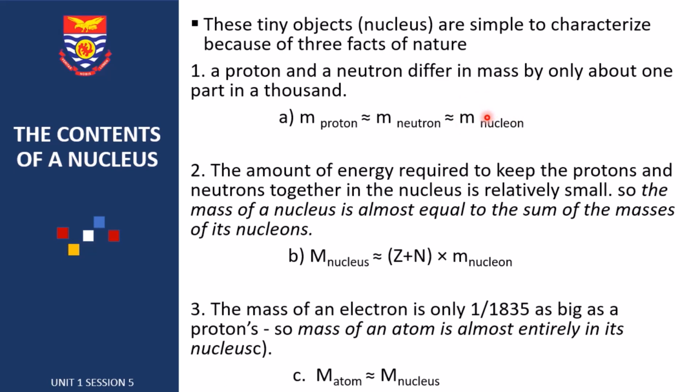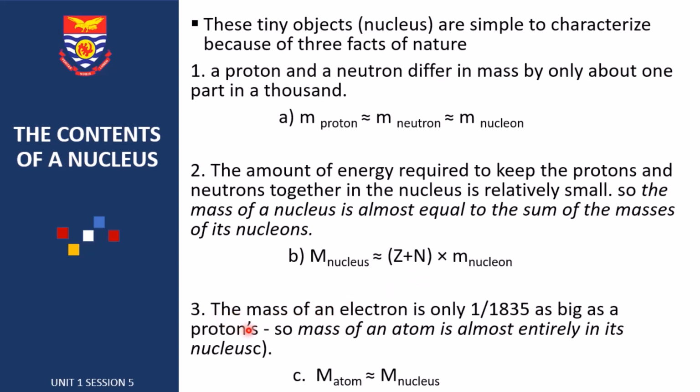Also, the amount of energy required to keep the protons and neutrons together in the nucleus is relatively small. So we can also conclude that the mass of the nucleus is almost equal to the sum of the masses of its nucleons. We established that the protons and the neutrons found in the nucleus of the atom are referred to as nucleons. So the mass of the nucleus is equivalent to the sum of the masses of the nucleons put together, that is, the protons and the neutrons put together.